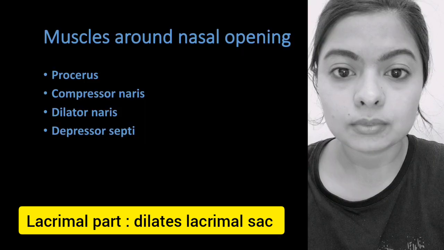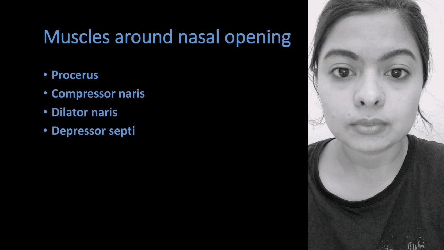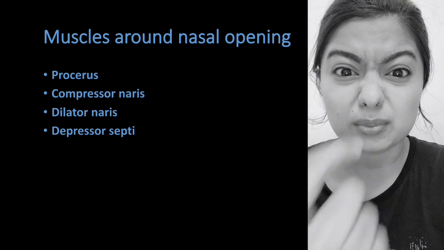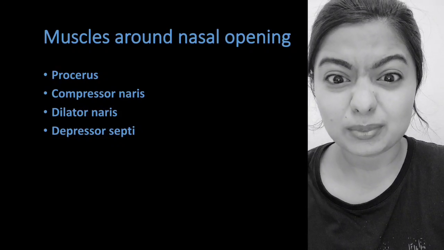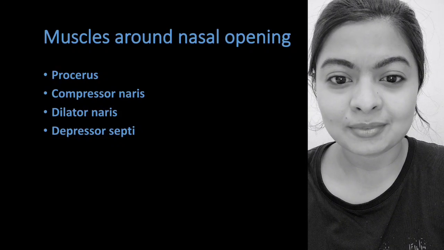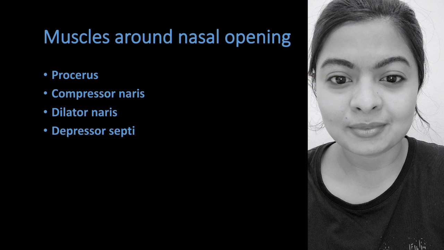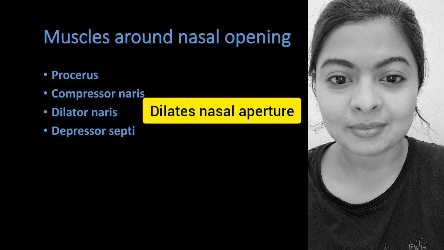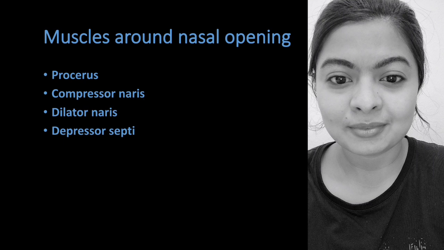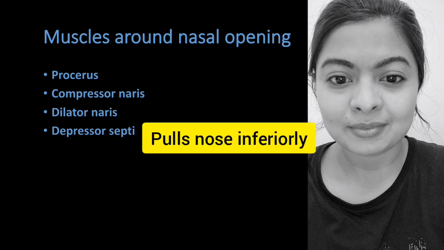For the muscles around the nasal opening, we have four muscles: procerus, compressor nares, dilator nares and depressor septi. Procerus causes transverse wrinkles, as you can see. Compressor nares compresses the nasal aperture, whereas dilator nares, as the name suggests, dilates the nasal aperture. And depressor septi pulls the nose inferiorly.